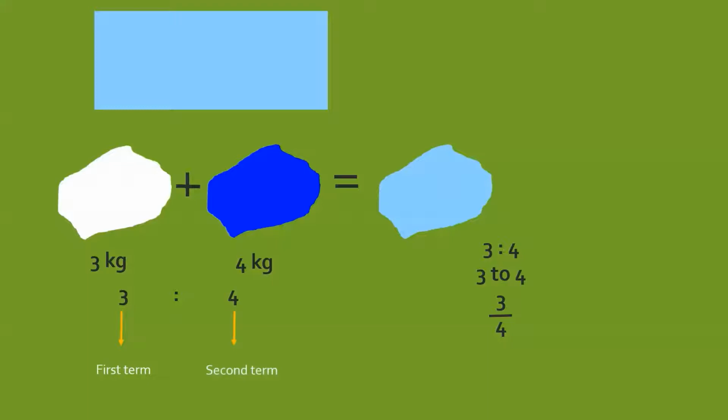And the order is very important. So when we say the ratio of white paint to blue paint, we write it 3 to 4. But if we say the ratio of the blue paint to the white paint, we write it 4 to 3, because 4 represents the blue and 3 represents the white. It means when we say the word of the second term first, we also must write its number first. So when we say ratio between white and blue, we say 3 to 4. But if we say blue first, we must write 4 first.